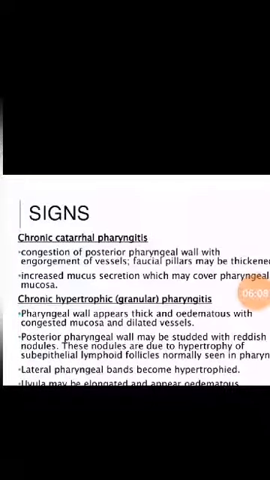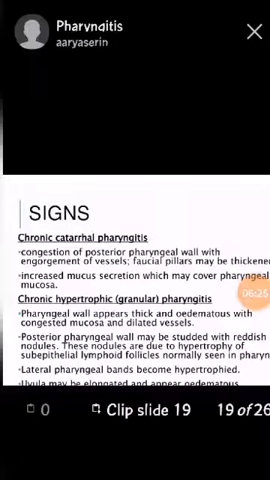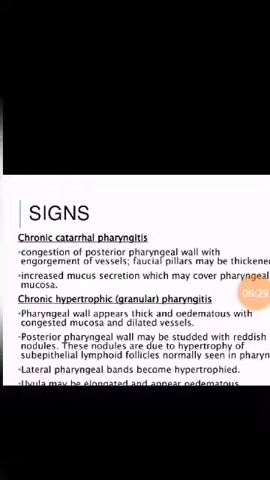Here you can see some differences between chronic pterygoidal and granular pharyngitis. In granular pharyngitis, you can see the posterior pharyngeal wall has reddish nodules. This is the diagnostic point of granular pharyngitis. You should remember this: these nodules are due to hypertrophy of subepithelial lymphoid follicles, normally seen in the pharynx. The lateral pharyngeal glands become hypertrophic. The uvula may also elongate and appear oedematous.